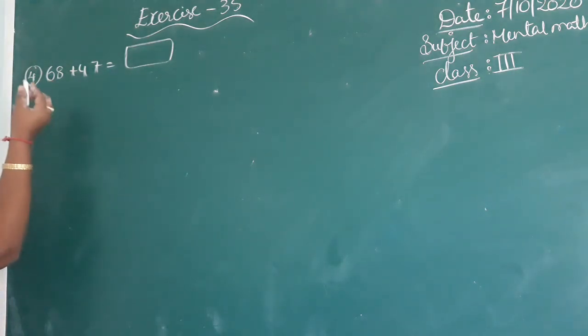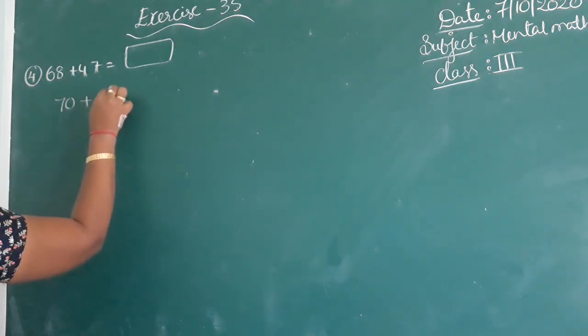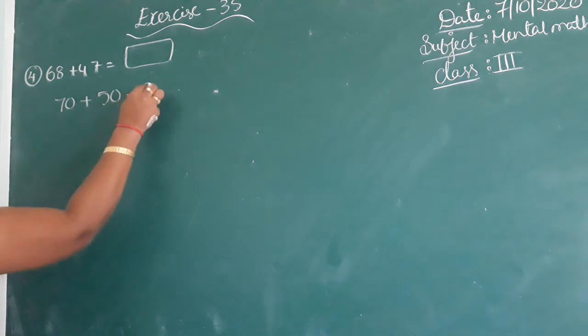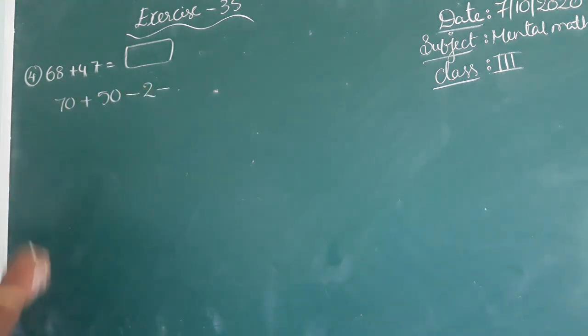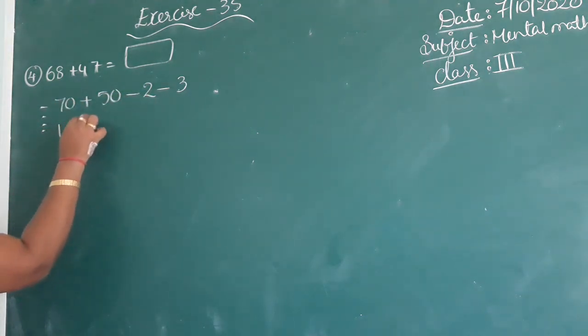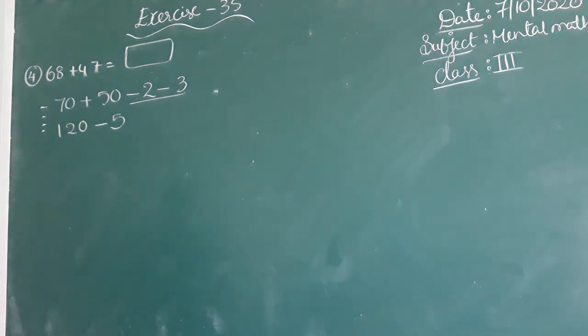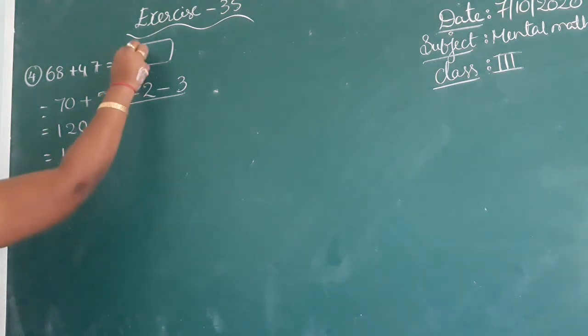First you should write the nearest number to 68. 70 plus 47, nearest 50. What is the difference between 70 and 68? Minus 2. What is the difference between 50 and 47? Minus 3. So 70 plus 50, 120, minus 5. 120 minus 5 is nothing but 115. You have to write that.